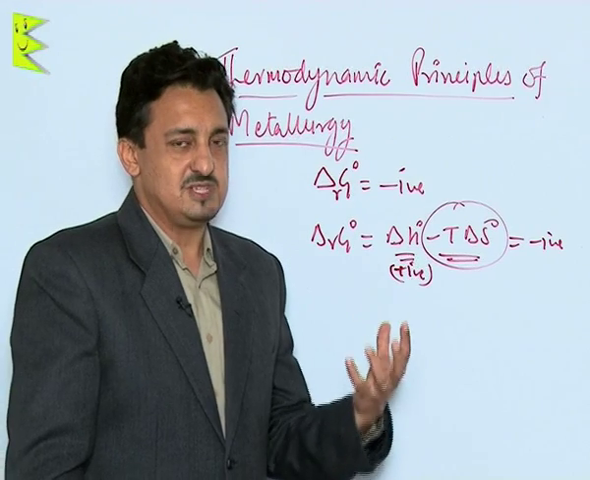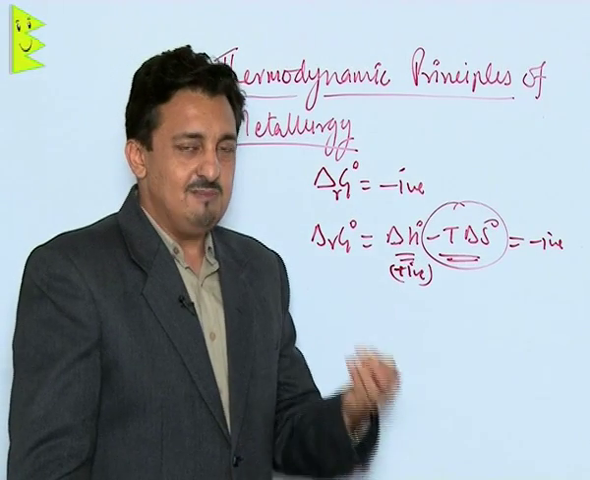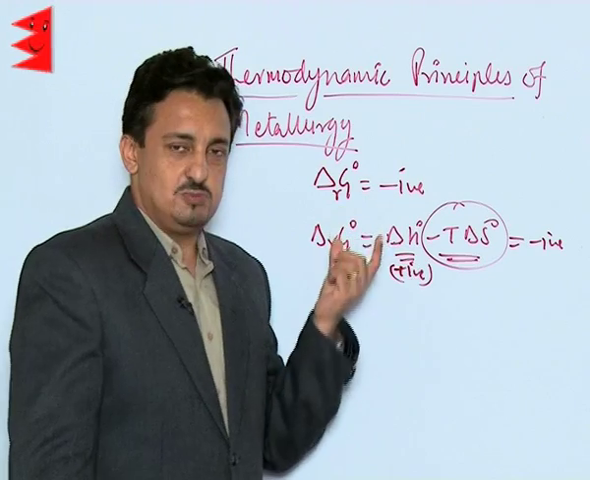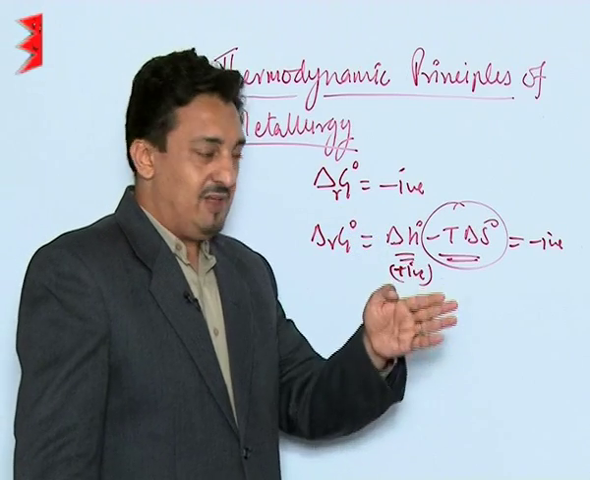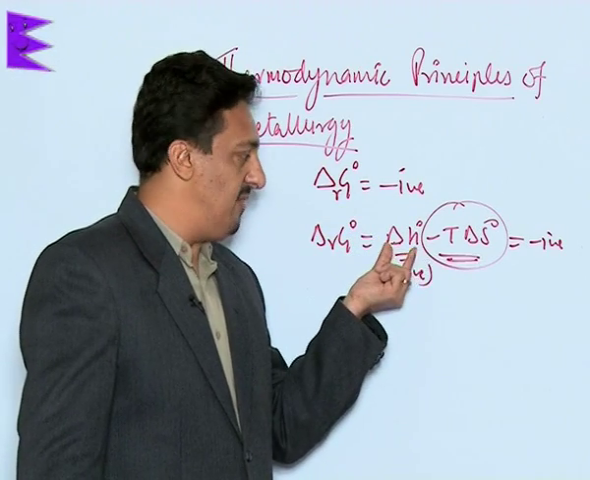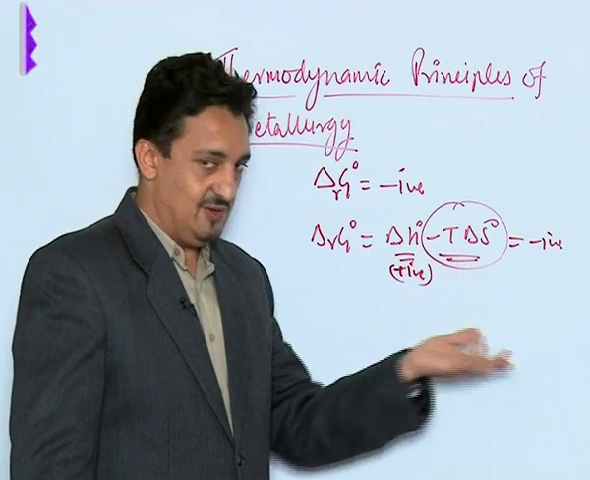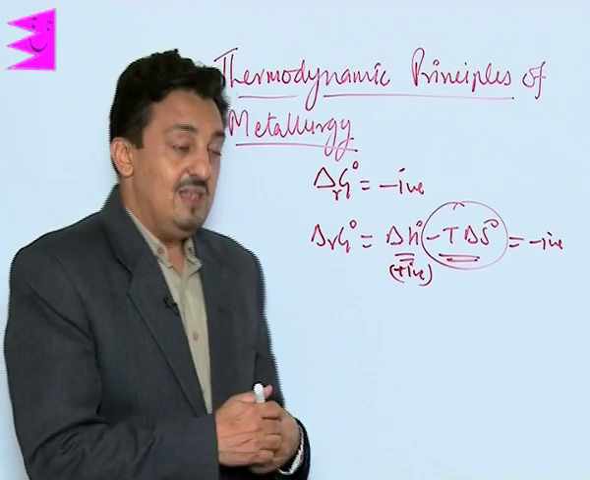So that's the basic principle of metallurgy: for any metallurgical reaction delta G should be negative, and above what temperature it is to be heated we can find out by finding its delta H and delta S values.